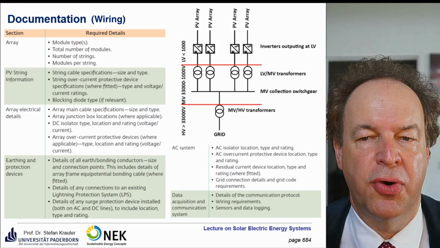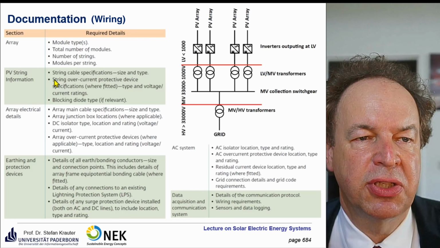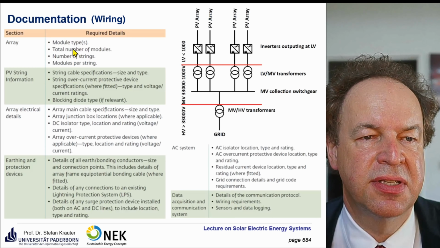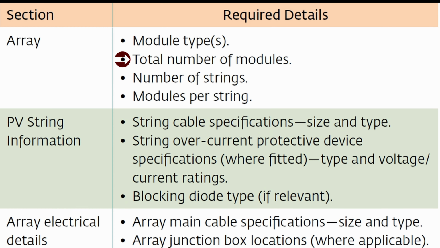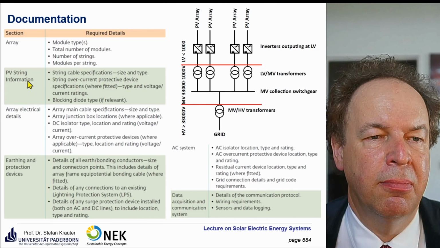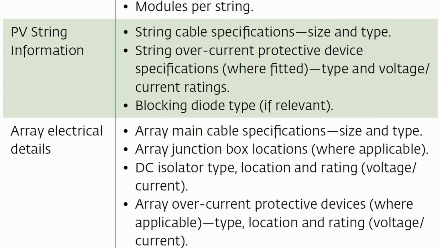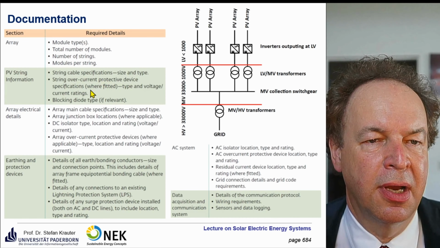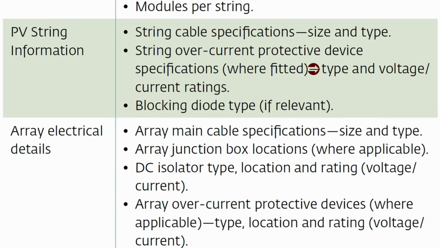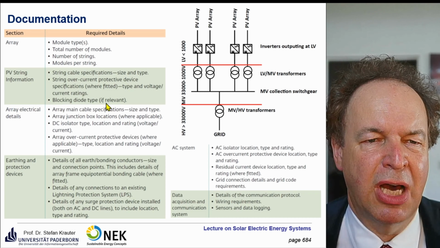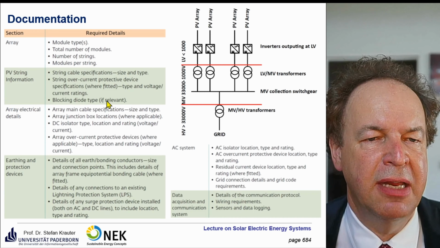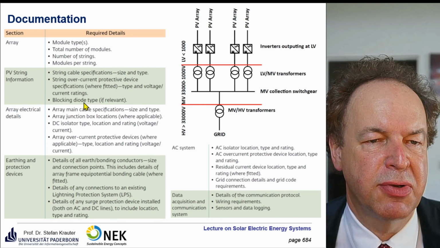Here are some hints for the documentation. So what you have to have for the array: the module types, the number of modules, the number of strings, modules per string, the PV string information, so string cable specifications, the size and type, string overcurrent protective device, the fuse or a diode type, voltage, current, blocking diode type, so usually called string diode. Nowadays it's not often necessary anymore, but formerly it was required.